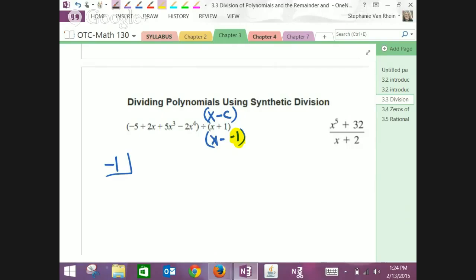So then the next thing in synthetic division, I write my highest power term first, and I write the coefficient of that. So I have minus 2, 5. I don't have an x squared term, so I write a 0 there. 2 and minus 5.